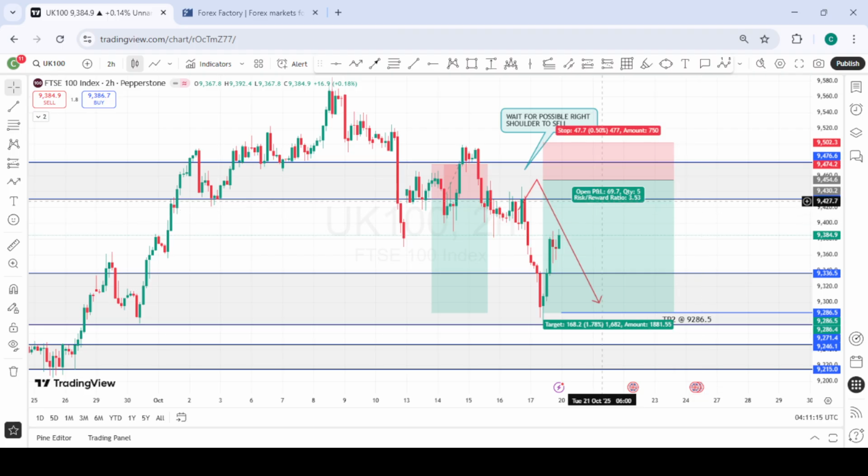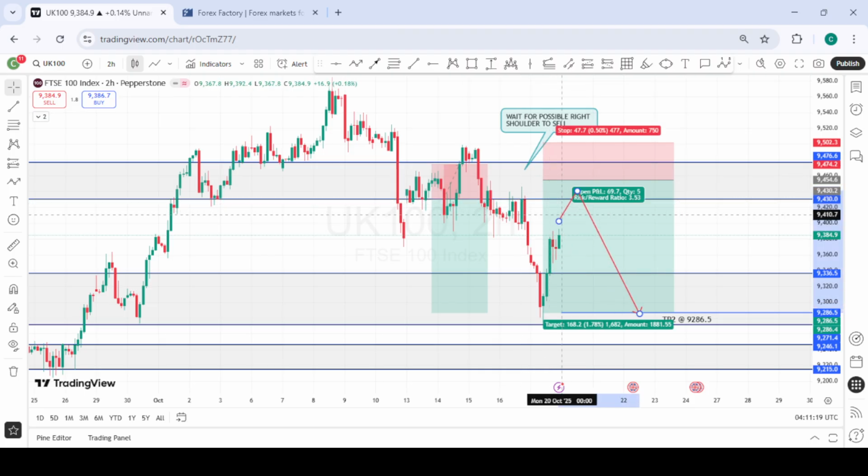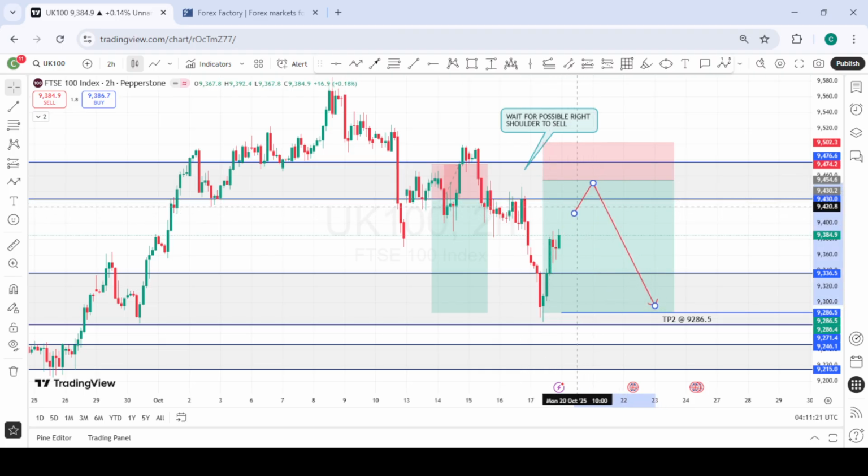So going into next week, if we are fortunate and price pulls back into this area of interest again, we'll wait for more confirmations before we engage the sell. But we are not really looking for any other opportunities on UK 100 for the coming week.